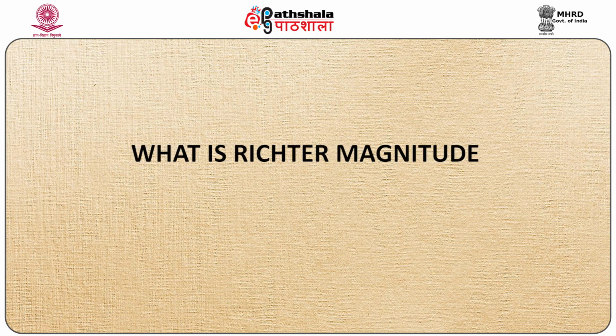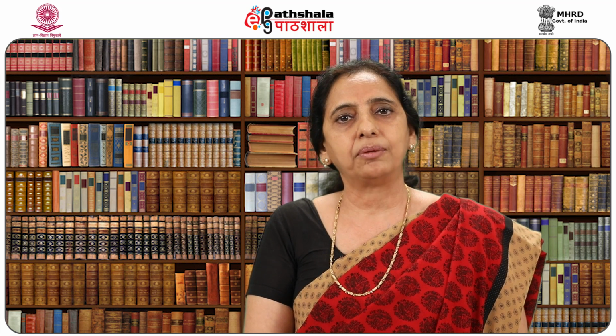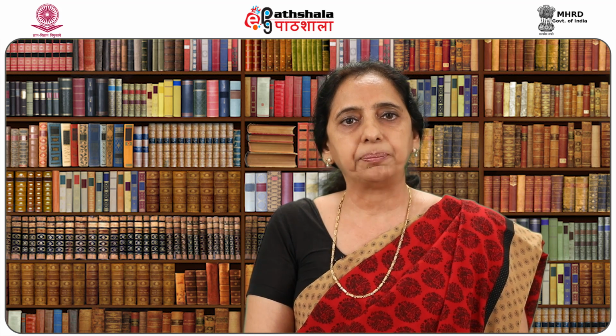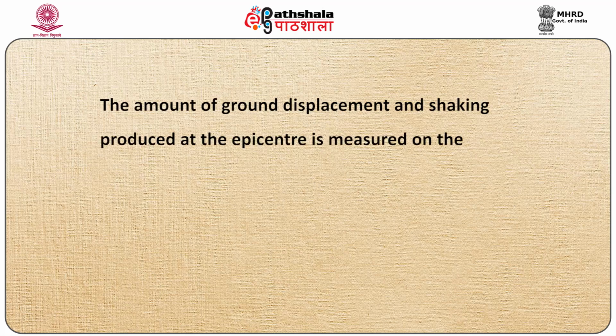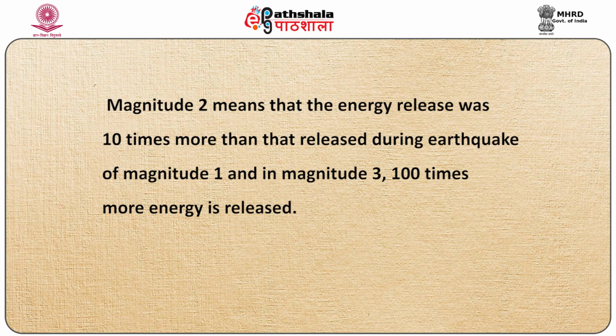What is a Richter magnitude? Using seismic records, Charles Richter in 1935 from California Institute of Technology developed the first magnitude scale. The amount of ground displacement and shaking produced at the epicenter is measured on the Richter scale. It is a logarithmic scale, which means that each successive magnitude is 10 times stronger than the previous one. Magnitude 2 means that the energy release was 10 times more than that was released during earthquake of magnitude 1, and in magnitude 3 it is 100 times more than the energy released at 1.